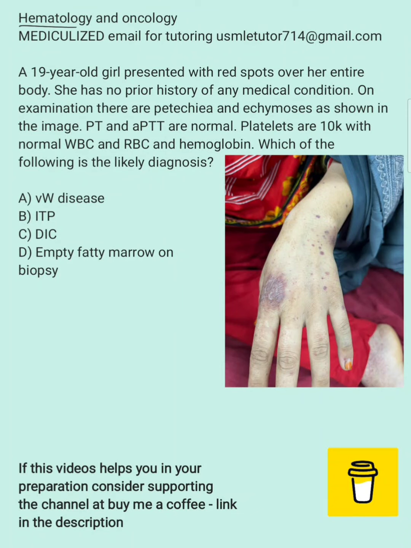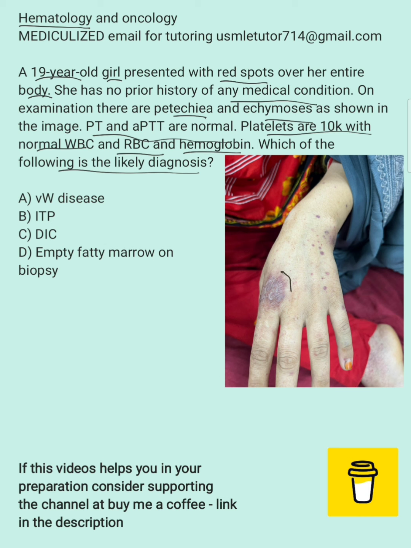Today we will be talking about hematology and oncology. So we had a 19-year-old girl presented with red spots over her entire body. She has no history of any medical condition or examination. There are petechiae and ecchymosis as shown in the image. PT and APTT are normal. Platelets are 10,000 with normal WBC and RBC and hemoglobin. Which of the following is the most likely diagnosis?